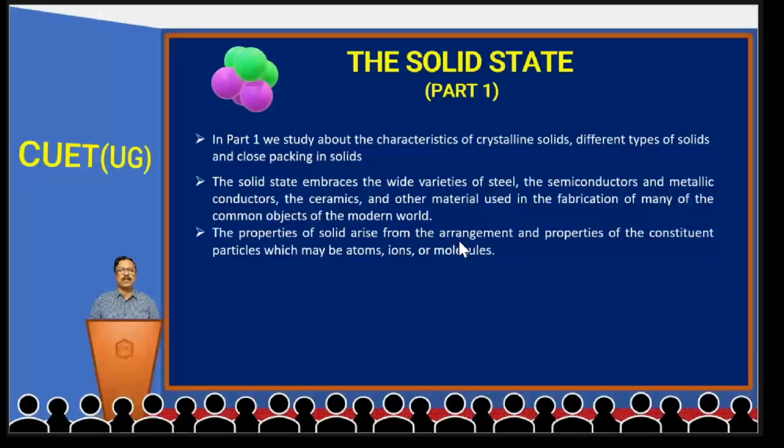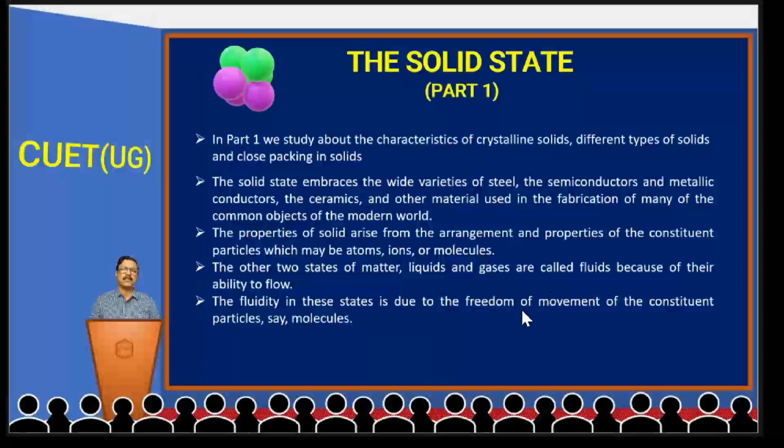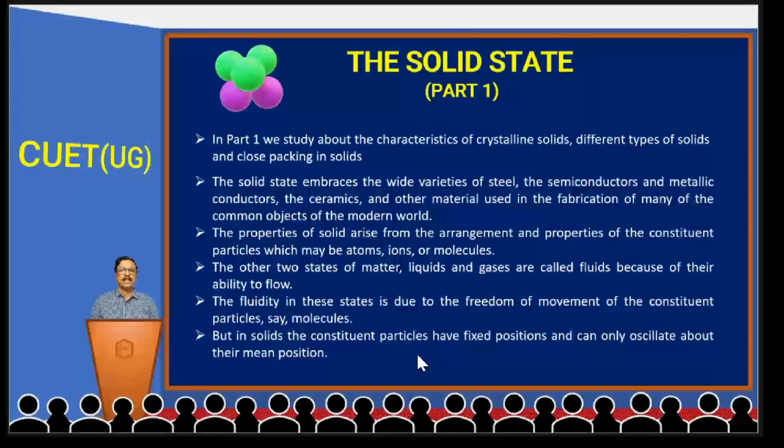The properties of solids arise from the arrangement and properties of the constituent particles, which may be atoms, ions, or molecules. The other two states of matter, liquid and gases, are called fluids because of their ability to flow. The fluidity in these states is due to the freedom of movement of the constituent particles, say molecules. But in solids, the constituent particles have fixed positions and can only oscillate about their mean position.